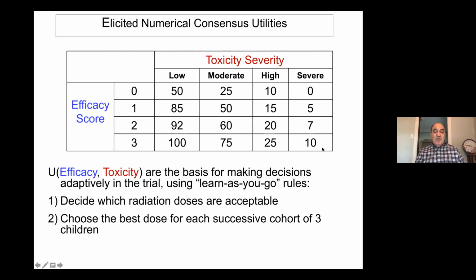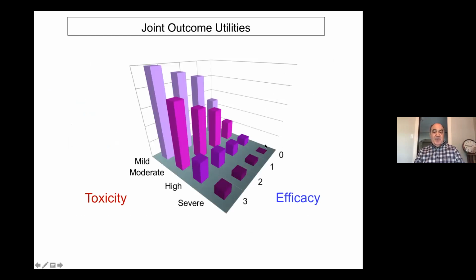Here are the actual utilities that I elicited. We began with the 0 and the 100, and I elicited these numerical values. A couple of physicians were involved, and playing around a little bit, we talked about it. These numbers are what they came out with. Notice that the values get smaller as you move from lower left to upper right, as the toxicity gets more severe and you get lower efficacy. Here's a picture of the utility function. This is just to show I know how to make plots in PowerPoint.